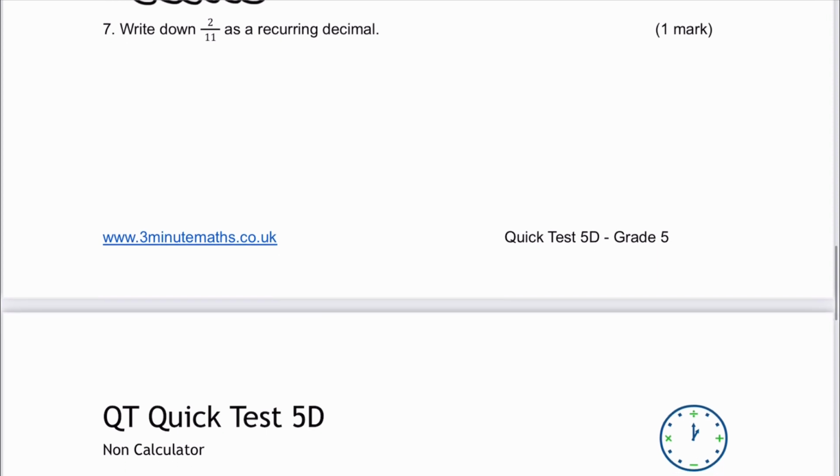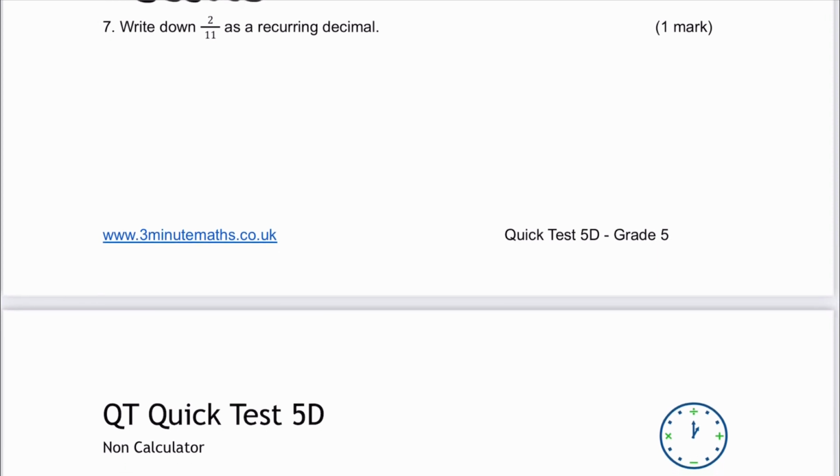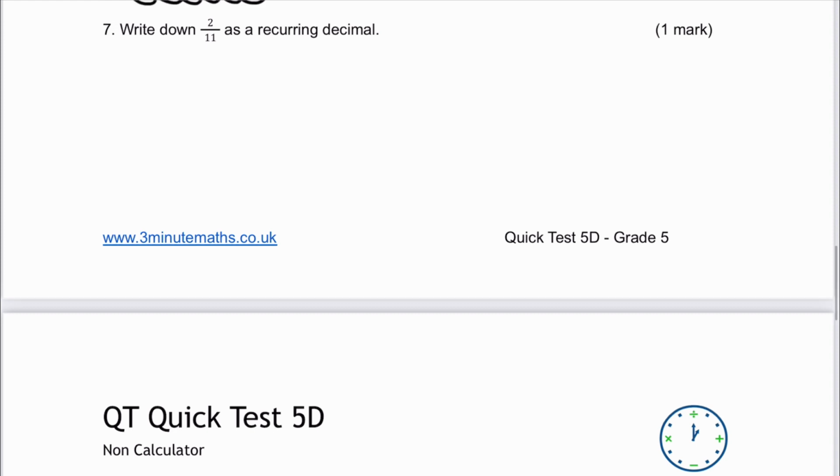Okay, so write down 2 over 11 as a recurring decimal. Basically 2 over 11 is exactly the same as saying how many 11s are there in 2 wholes. Now it's going to be a decimal, so therefore I'm going to add a few zeros in here, but basically it's just simply long division.